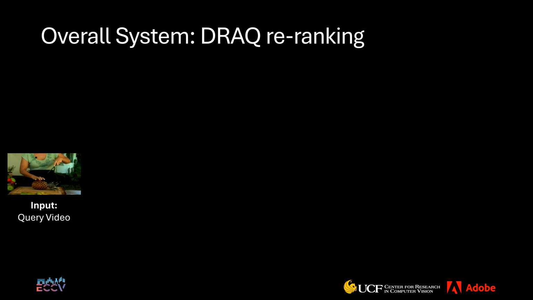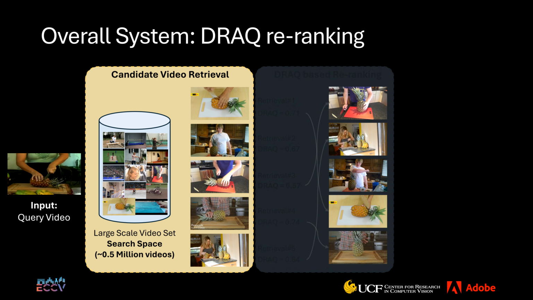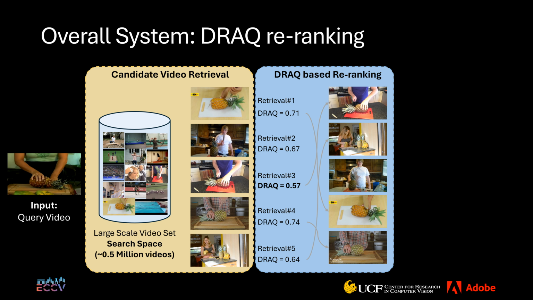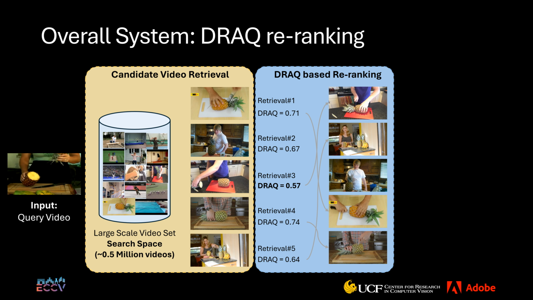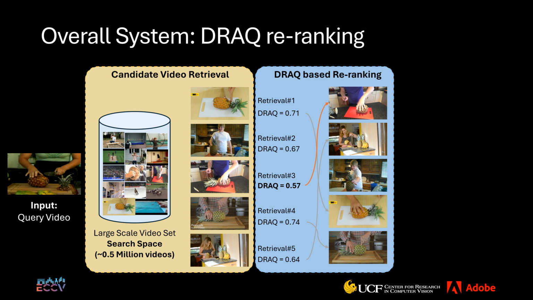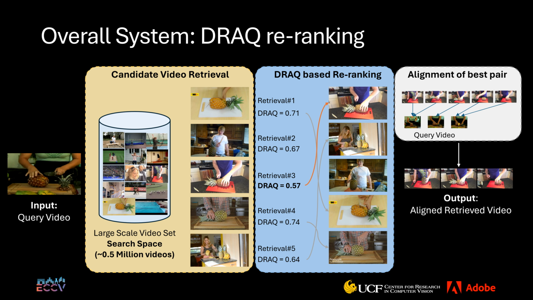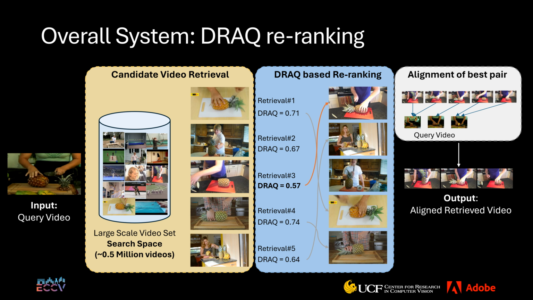Now, bringing all the components together, here's how our system works. First, we retrieve the top K results using a standard video retrieval method. Next, we compute the DRAQ score for each candidate video relative to the query video. Based on this score, we re-rank the results, placing the video with the lowest cost at the top. Finally, we retrieve the aligned video by applying the regular DTW optimal path.